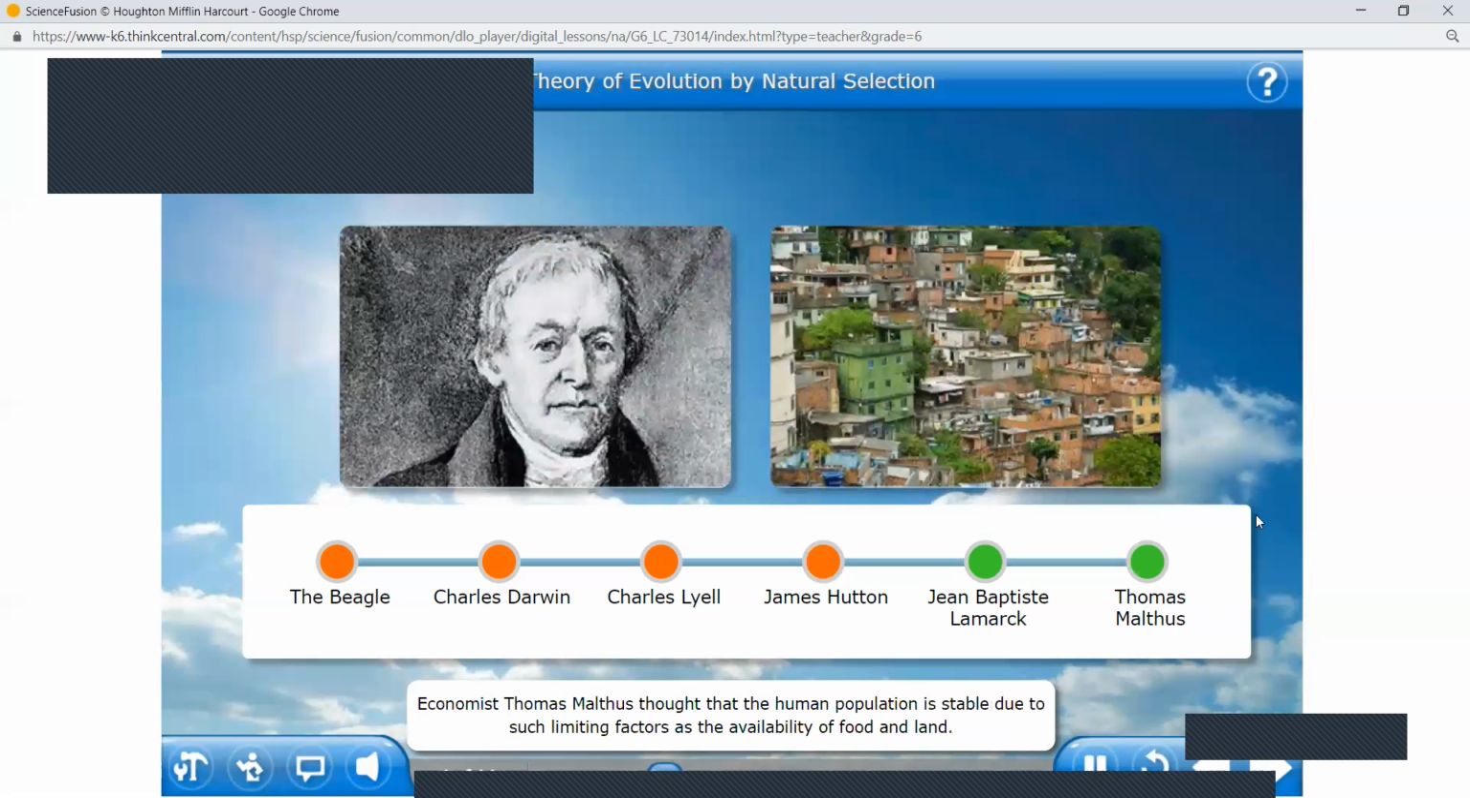Economist Thomas Malthus thought that the human population is stable due to such limiting factors as the availability of food and land. Darwin thought that similar limiting factors could affect populations of other living things.